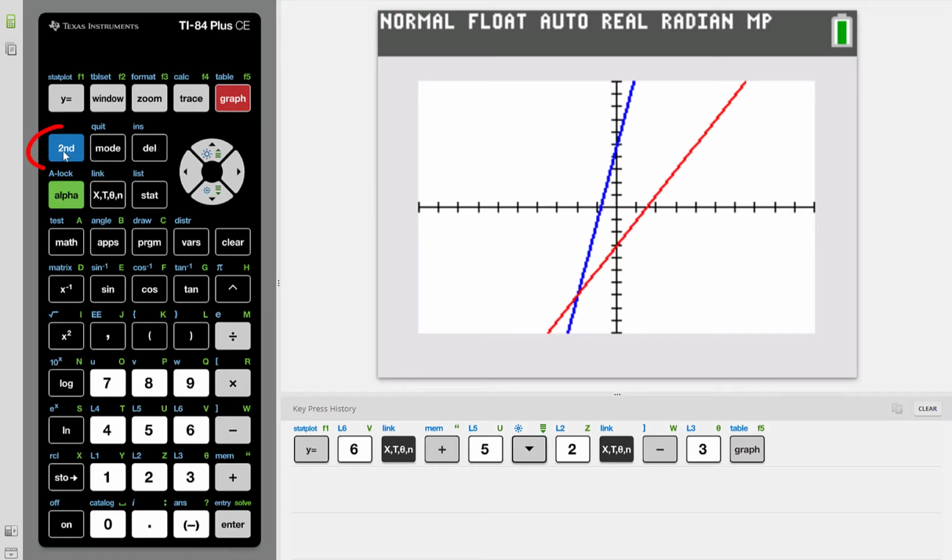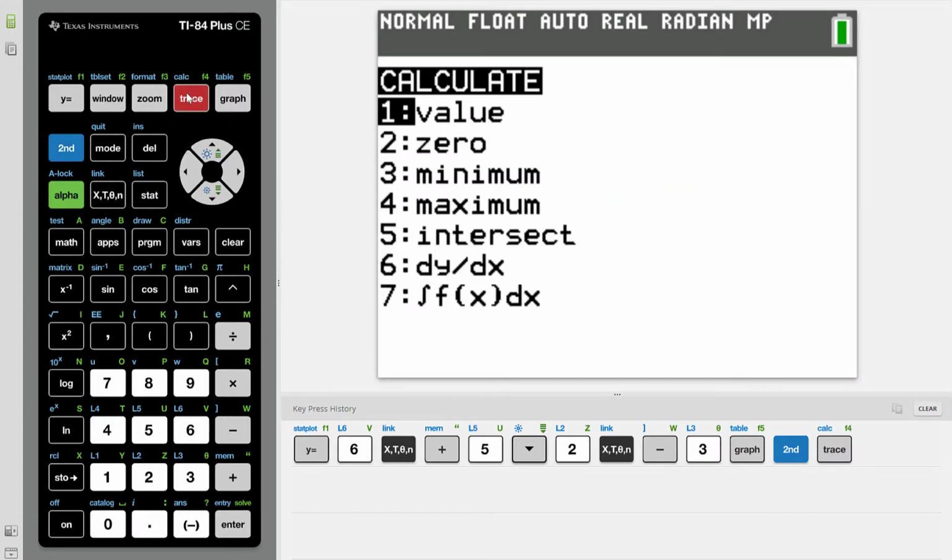I'm going to hit the second button, which is the blue button on the left-hand side of your graphing calculator, and then I'm going to hit the trace button in order to get that calculate feature. We now arrive at the menu for calculate. In this menu, we have several options. We want option 5, which says 5: intersect. In order to get to that option, you can press number 5, or you can press the down arrow key until the cursor lands on 5, and then press enter.